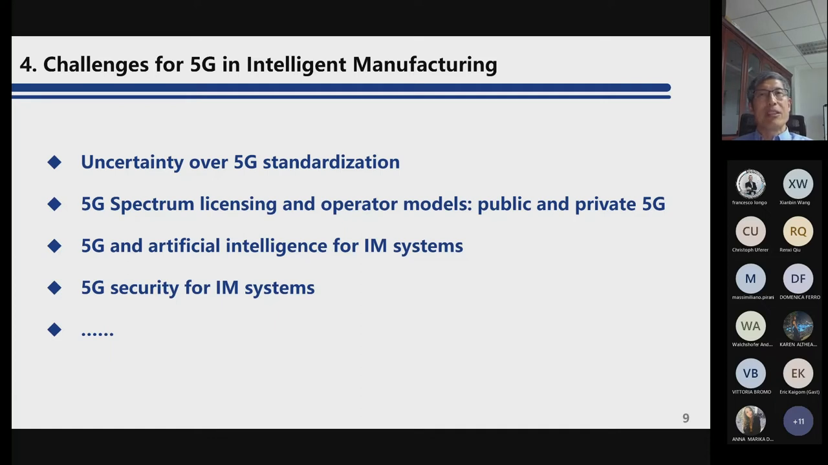Of course, last but not least, security is always key for industrial companies. So it's also a challenge when we deploy 5G in intelligent manufacturing. I think I stop here. Thank you so much.